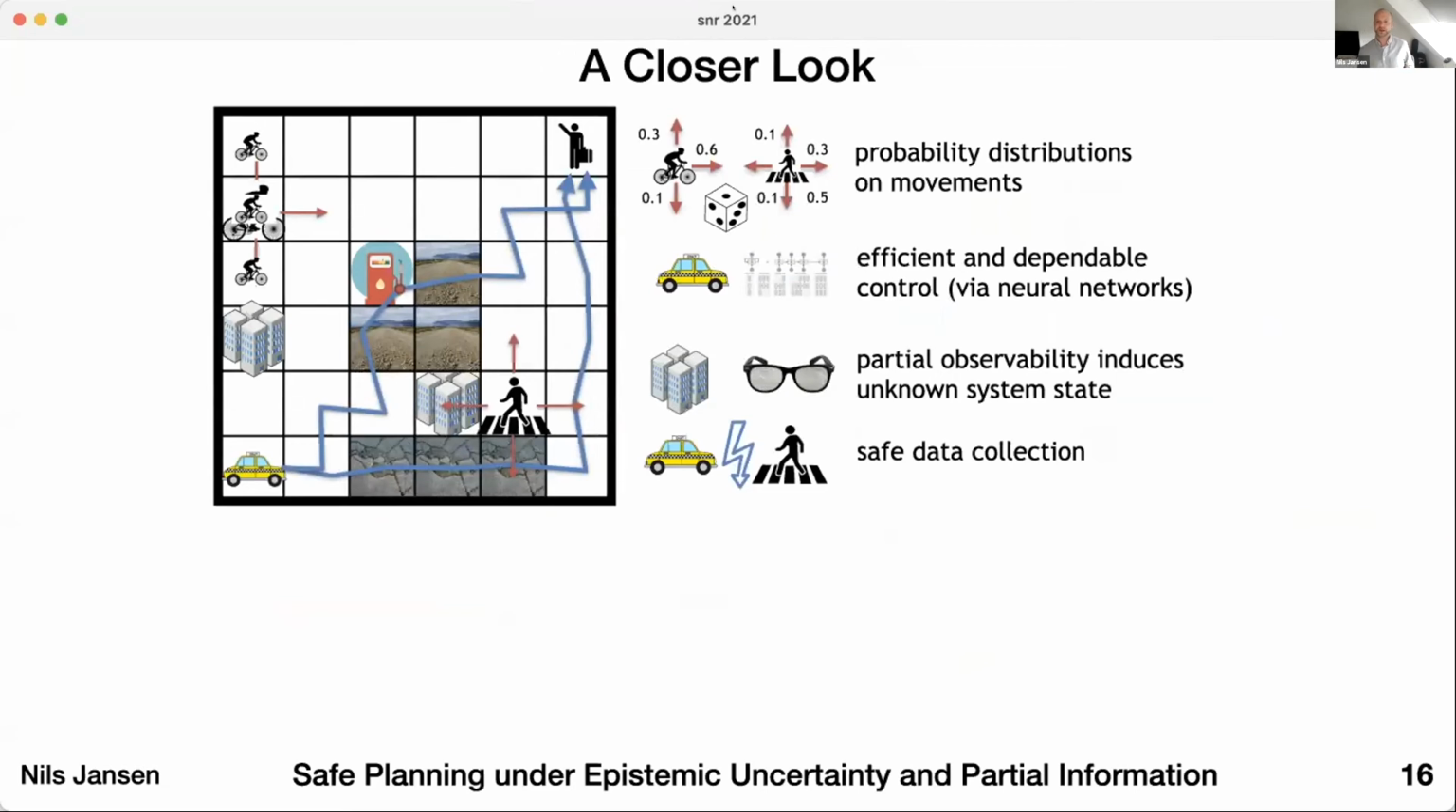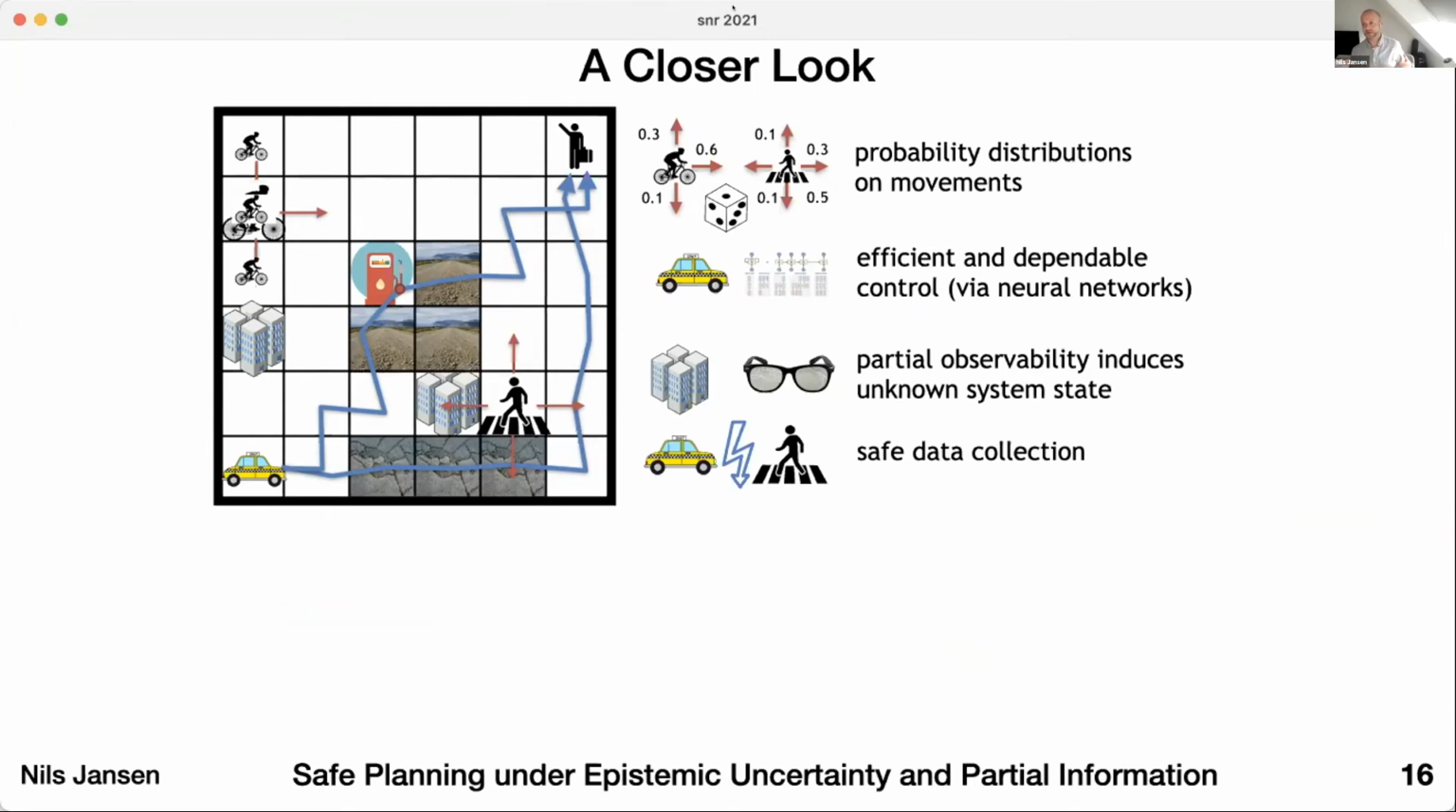So what we assume is that we have some data on the movements of the cyclists and pedestrians. So we have some probabilities that they will actually jump in front of us. What we need is some efficient, dependable control, for instance, via neural networks, of the taxi, of the agent. We have partial information, partial observability, that induces an unknown system state because, as you see with the cyclist there, it may have many positions that we don't know. We just know it's behind the building.